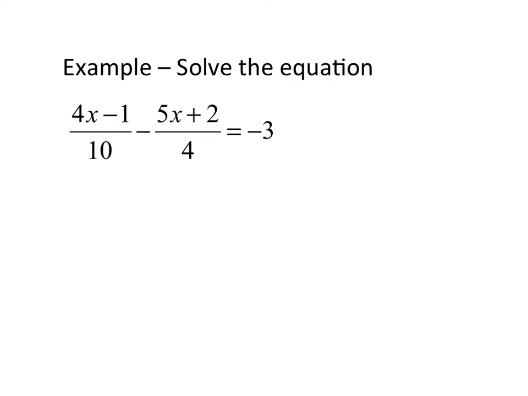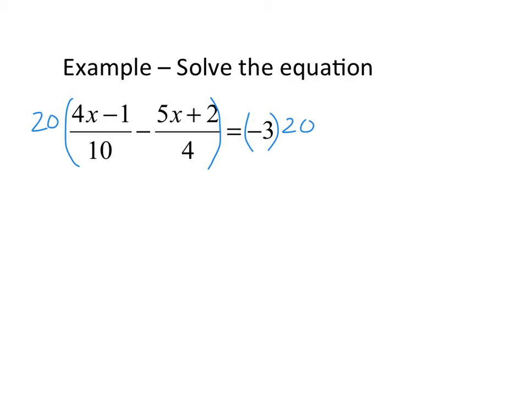So here's a slightly more complicated example, but a good one to illustrate the fact that when we decide what to multiply by, we don't really want to just multiply and reduce. We kind of want to reduce as we multiply. So let's strive for least common multiple again. Least common multiple is, in this case, 20. So we are going to multiply by 20 on both sides.